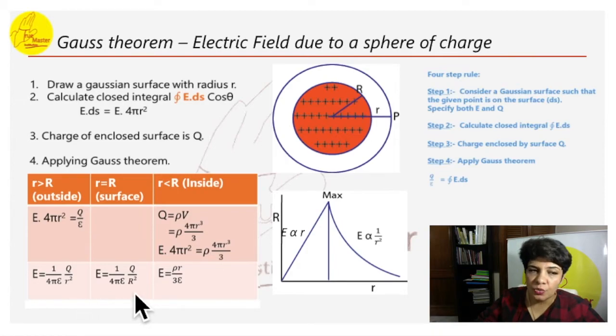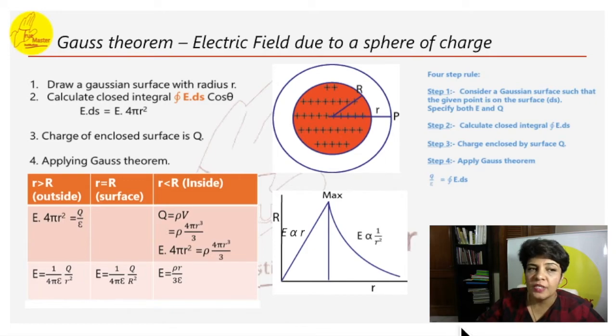In situation 2, when the test charge is on the surface of the sphere, like it's right here, small r is equal to capital R. So in the formula, you only have to change the small r to capital R here. So E is equal to 1 by 4 pi epsilon naught q by capital R square. Situation 3, test charge is placed inside the sphere. We will apply the 4-step rule for this situation so that it is more clear to us now.